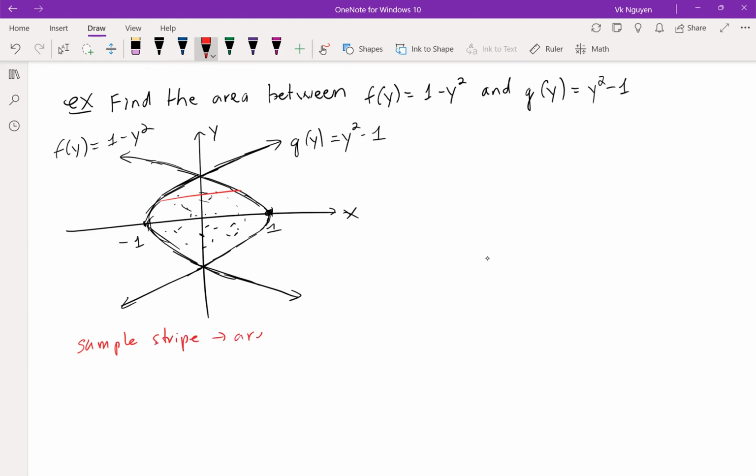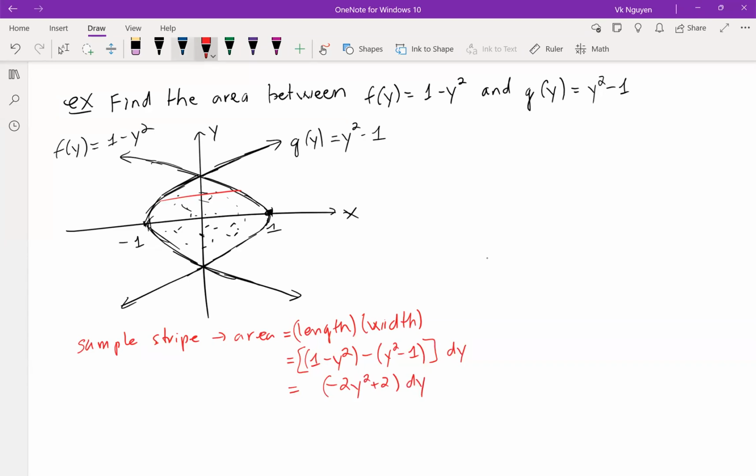The sample stripe has area, length times width. The length is the function on the right side minus the function on the left side: 1 minus y squared minus (y squared minus 1). The width is the small change in y, dy. Simplify this, and we have -2y squared plus 2 dy.